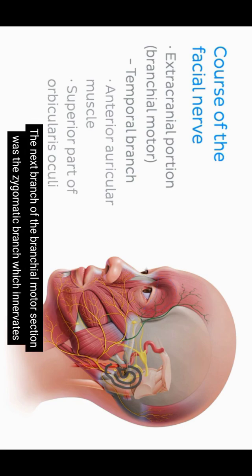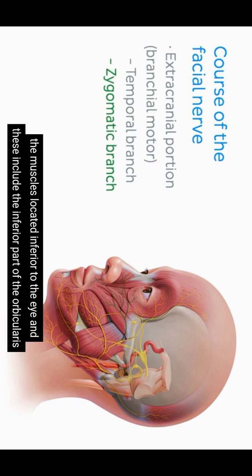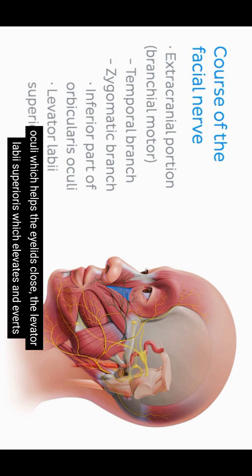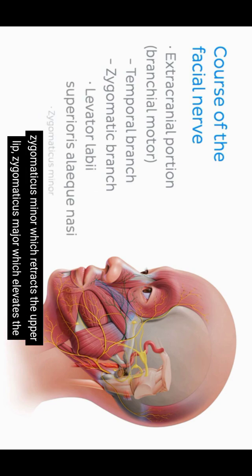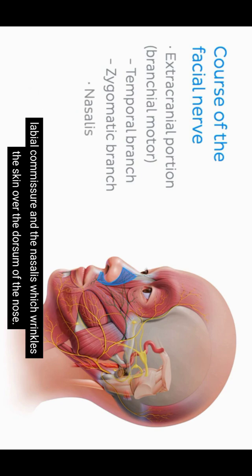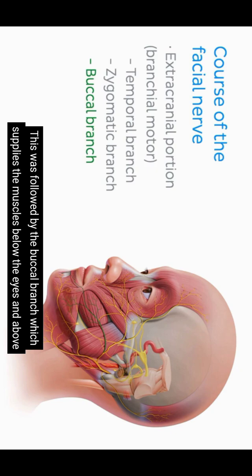The next branch of the branchial motor section was the zygomatic branch, which innervates the muscles located inferior to the eye. These include the inferior part of the orbicularis oculi, which helps the eyelids close, the levator labii superioris, which elevates and inverts the upper lip, the levator labii superioris alaeque nasi, which depresses the alars, the zygomaticus minor, which retracts the upper lip, the zygomaticus major, which elevates the labial commissure, and the nasalis, which wrinkles the skin over the dorsum of the nose.